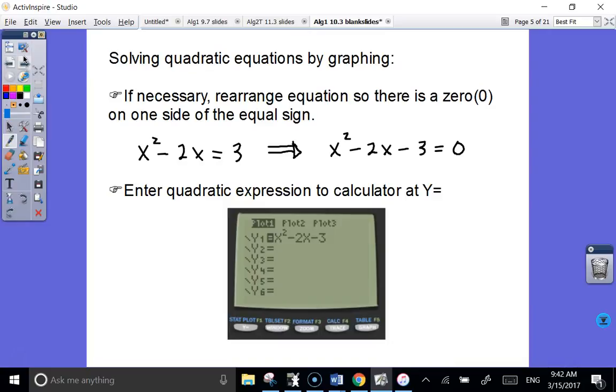So what you do is you go to the Y= on your calculator. We all know where that button is, right? Y=. And you enter that expression, x squared minus 2x minus 3. Julian, you doing this? Pick up a calculator. Put in x squared minus 2x minus 3.